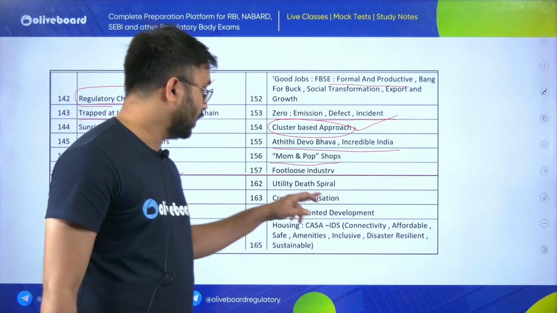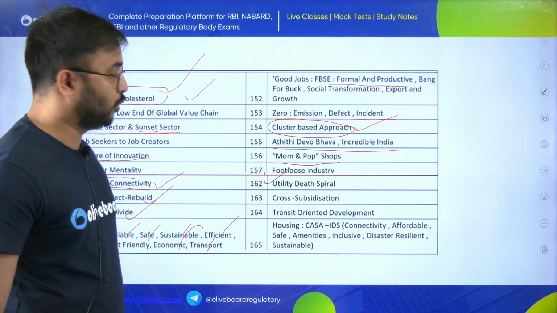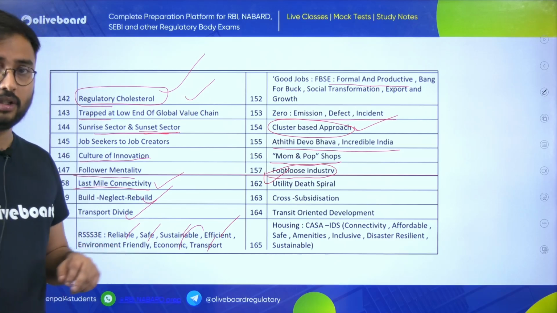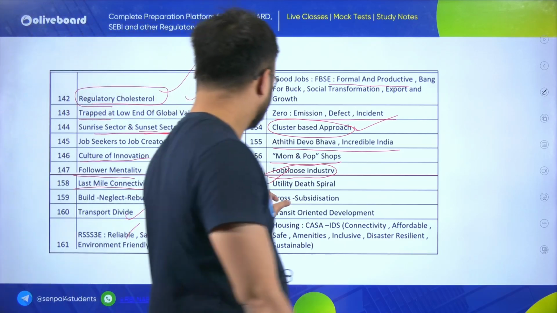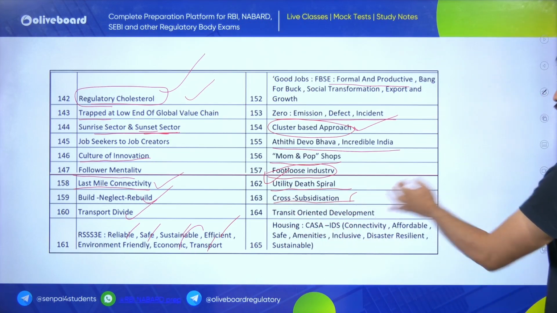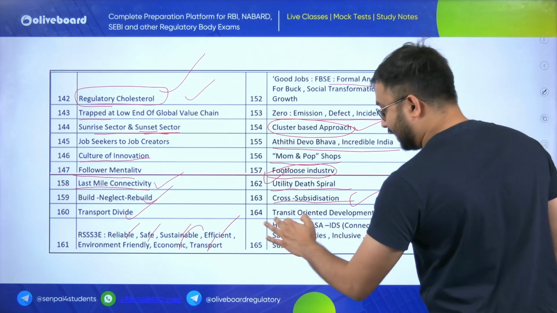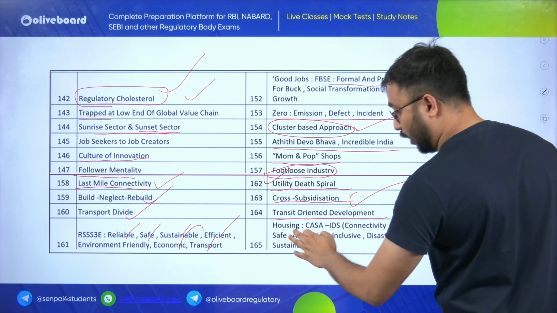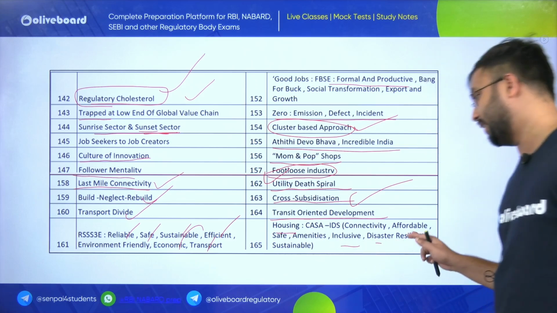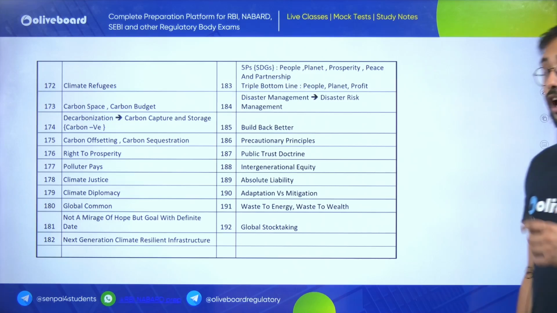Mom and pop shops. Footloose industry. For example, you can talk about footloose industry when we are talking about various textiles. Textiles are your footloose industries. Then utility debt spiral, cross subsidization. If a subsidy associated question comes, you can talk about what is cross subsidization. Transit oriented development, and for housing, CASA, that is connectivity, affordable, safe, amenities, inclusive, disaster resilient and sustainable. These are the points which you can write in your affordable housing.